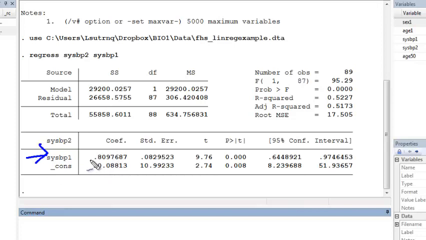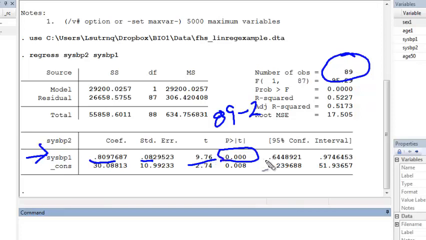The estimated coefficient is 0.81 with standard error 0.08. This leads to a test statistic of 9.8. That test statistic follows a t-distribution with n minus 2 degrees of freedom under the null, so it would be 89 minus 2 degrees of freedom, which is equal to 87. And this results in a p-value that's very statistically significant for a test of the null hypothesis that this slope is equal to 0. So it does seem like there's evidence of a positive linear relationship between systolic blood pressure at exam 1 and systolic blood pressure at exam 2.